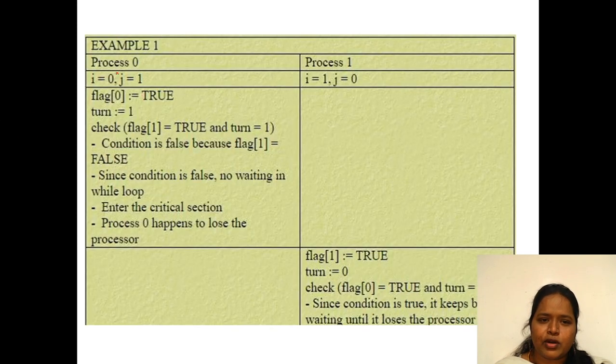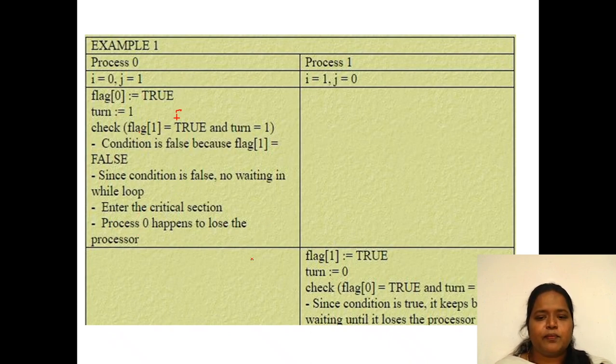So in order to have a much clearer picture, flag of 0 is equal to true, turn is equal to 1. Check flag of 1 is equal to true and turn equal to 1. The condition is false. Why? Because we have initialized flag of 1 as false initially. So here the condition is false. Since the condition is false, there is no waiting in the while loop. So it enters the critical section, and process 0 happens to lose the processor.